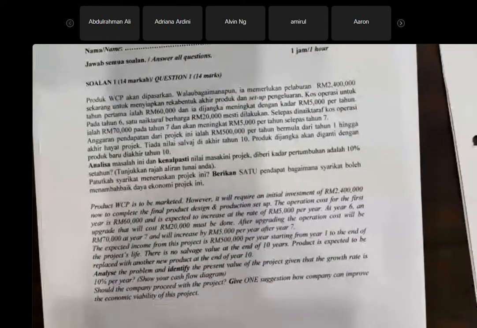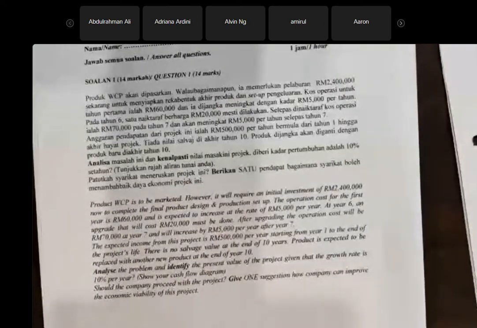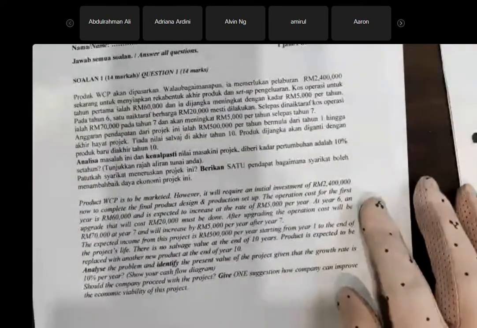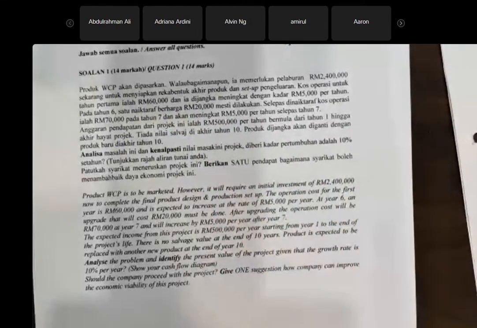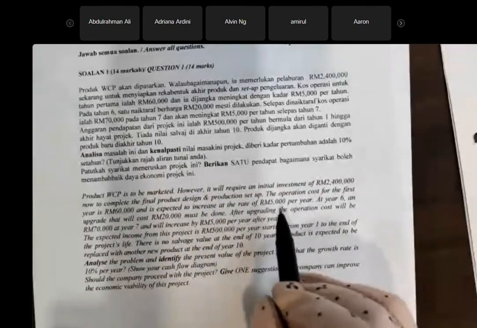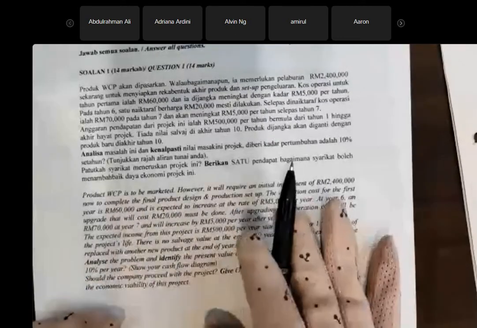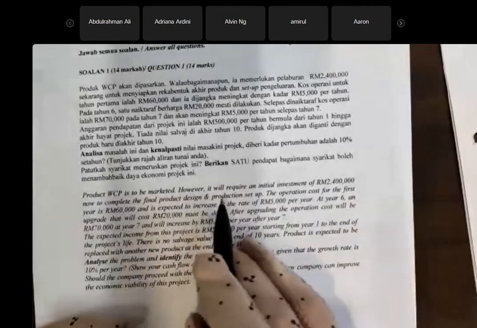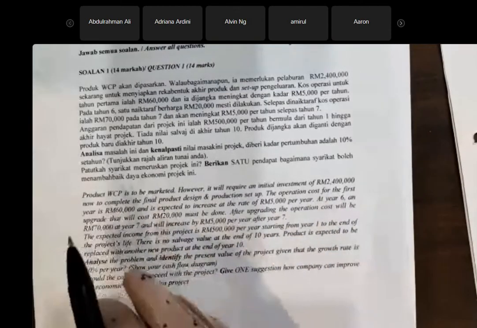Product WCP is to be marketed. However, it will require an initial investment of 2.4 million now to complete the final product design and production setup. The operation cost for the first year is 60,000. Okay, now how to draw the cash flow diagram? It requires an initial investment of 2.4 million.